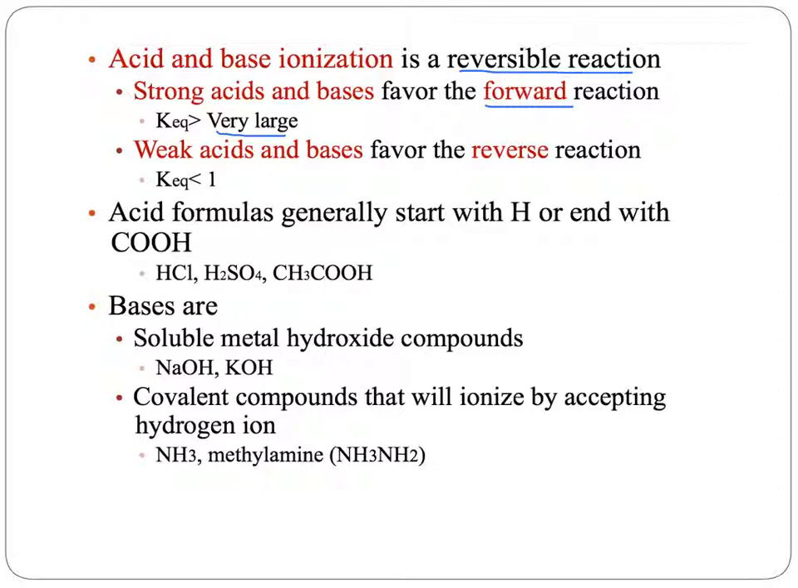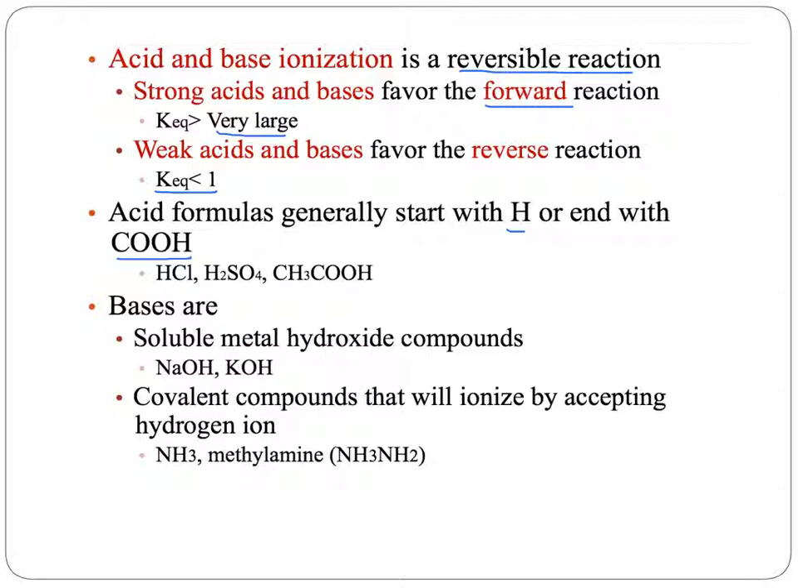Then weak acids and bases would favor the reverse reaction, sort of the maintaining of the reactants without very many products, and the equilibrium constant for these reactions would be less than 1. If you remember, acid formulas, because they donate a hydrogen, generally start with hydrogen, or if they are an organic acid, they would end with COOH as a typical formula for the organic acids.